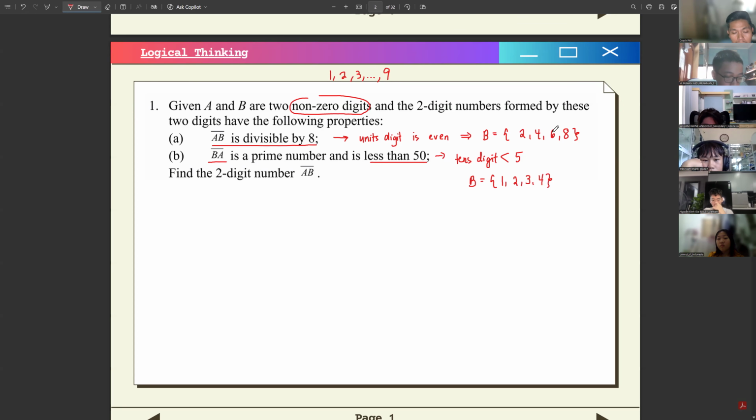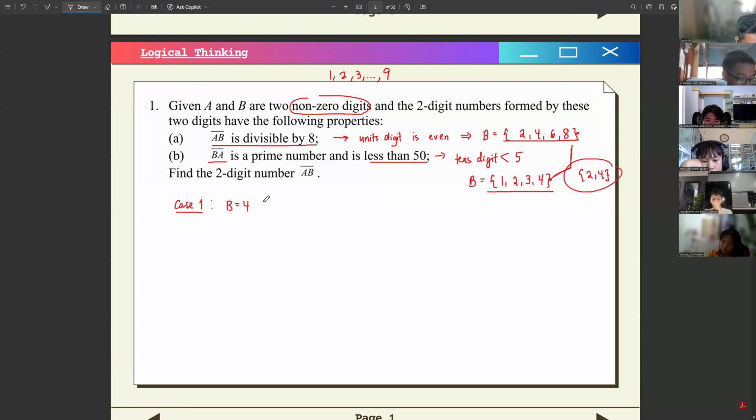Okay? Now, we have the possible values for B from each condition. You have to meet both conditions, so you have to find which digits are common in both sets, right? So the only digits that are common across the two sets are 2 and 4. So these are the only possible values for B, right? So we have two cases to analyze. Let's start with the first case wherein B is equal to 4.